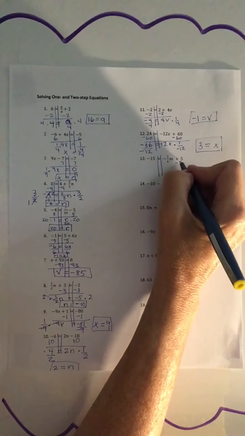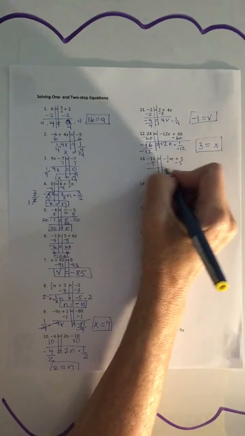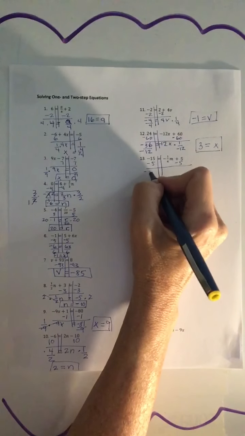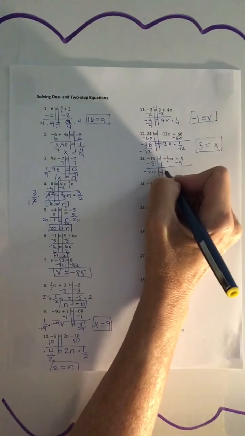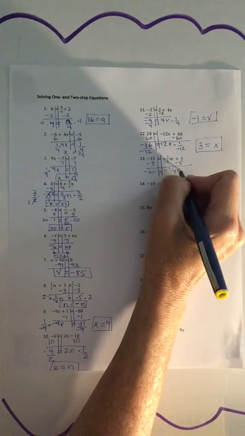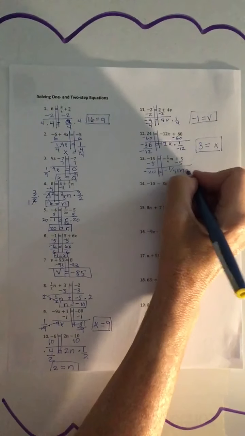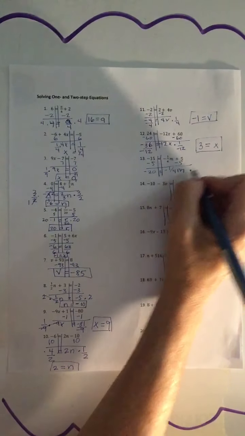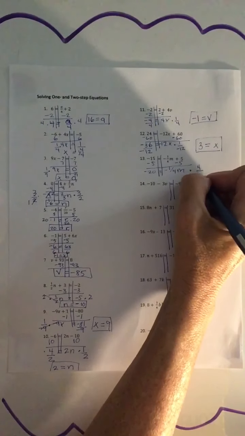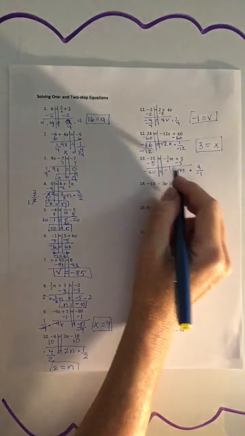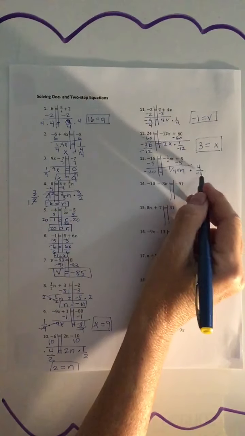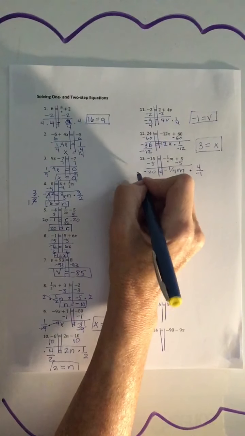Okay, so subtract 5 from both sides. So we have negative 20 equals negative 1/4 m. Multiply by the inverse. The opposite of negative 1/4 is 4 over a negative 1. Doesn't matter where the negative is as long as you have one of them. And so I'm going to do that same thing on this side.